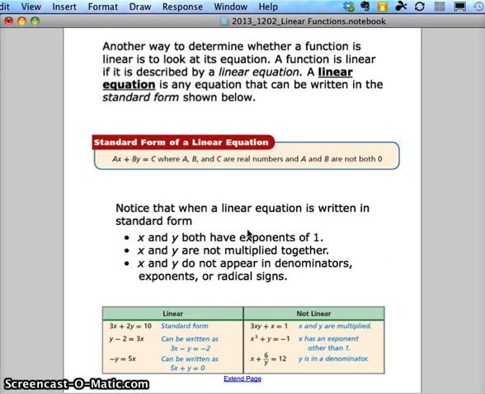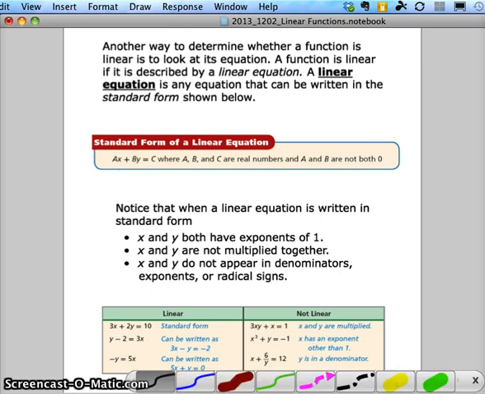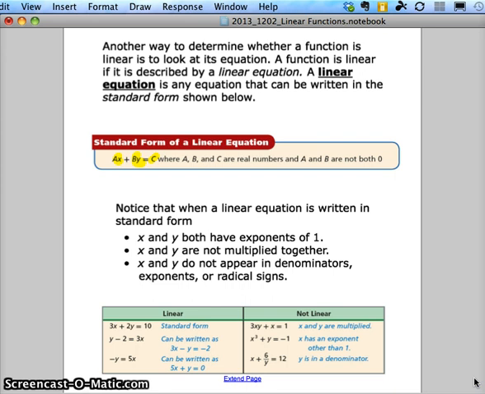Okay, so now that you've got that glued into your notebook, if you notice the standard form of the linear equation here, and you look at what it has, ax, it's got the single x, it's got a y, and its c is really like a constant. Ax plus by equals c. That's the standard form of the equation.